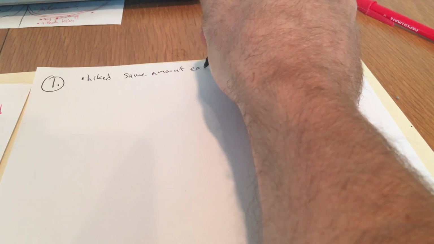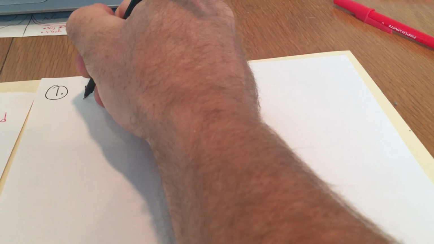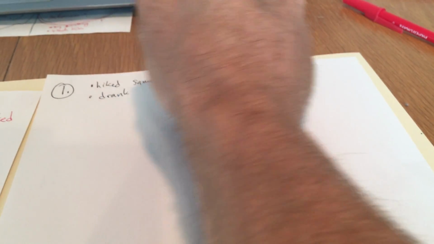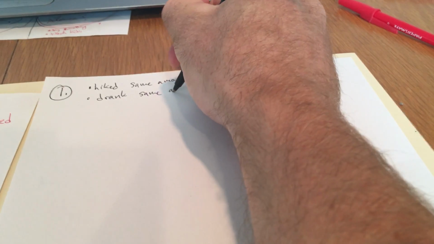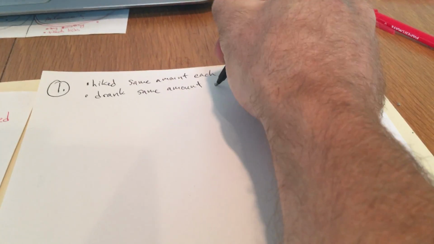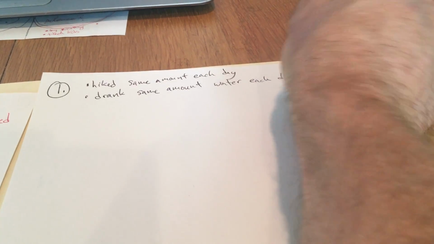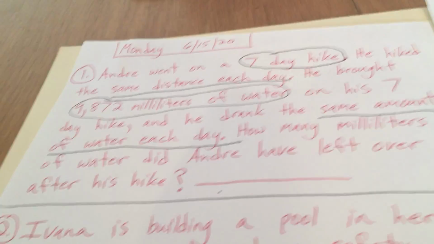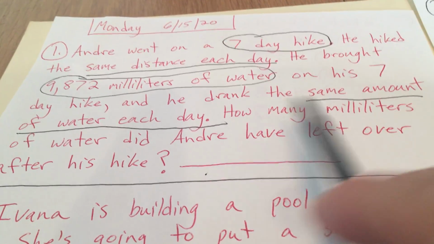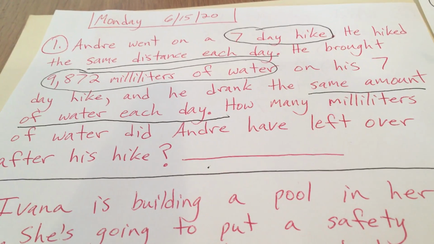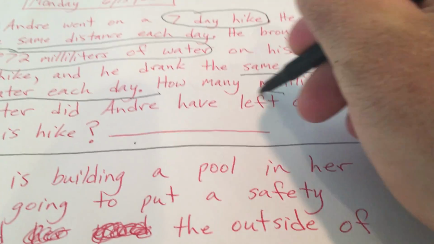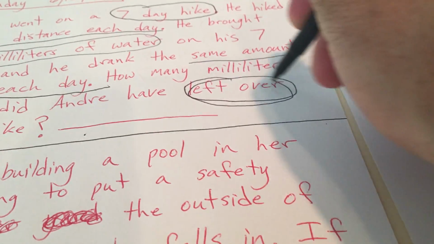Hiked, same amount each day, drank, same amount of water each day. So that's what we got so far. He hiked the same amount each day, drank the same amount of water each day. How many milliliters of water did Andre have left over after his hike? So this is where it gets a little bit tricky.